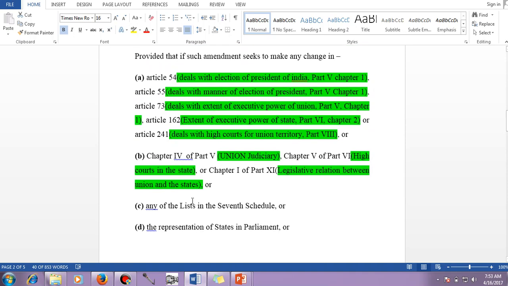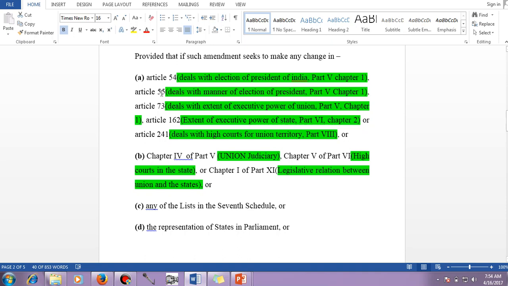Article 54 deals with the election of the President of India, and comes under Part 5, Chapter 1. Those things highlighted in green are not there in the actual article if you see the constitution, but for your convenience, I have given these additional things. So Article 54 talks about the election of the president, so if you want to amend this article, you have to have ratification of 50% of the states after passing a bill from both the houses of parliament.